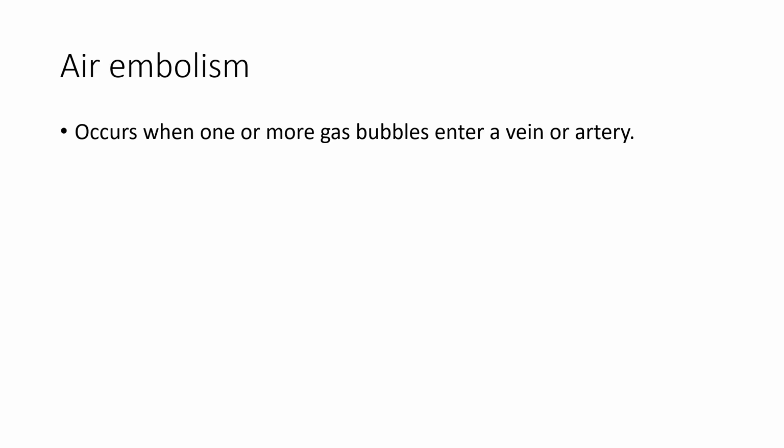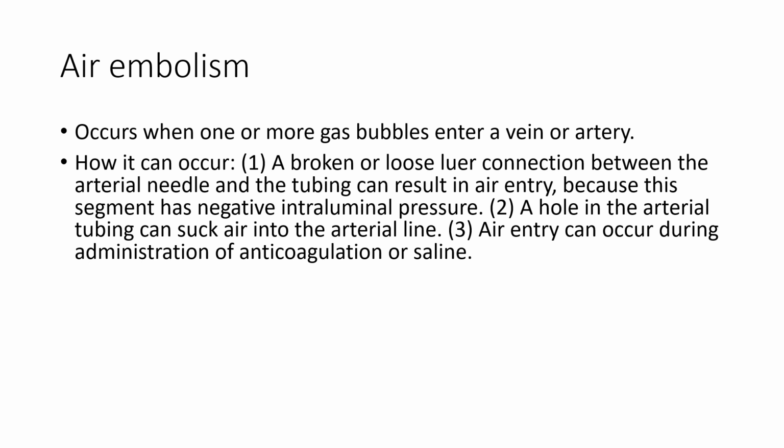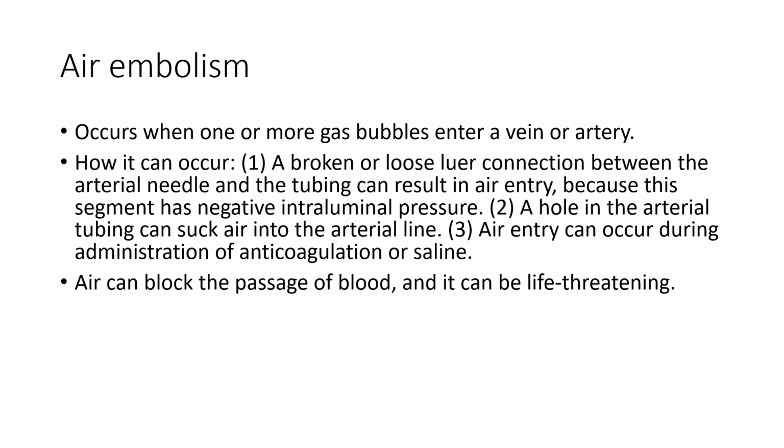So an air embolism occurs when one or more gas bubbles enter into a vein or an artery. How can this happen? Well, for example, if you've got a broken or loose Luer connection between the arterial needle and the tubing, that can result in air entry because this segment has a negative intraluminal pressure, so it's sucking in air from the outside. If you have a hole in the arterial tubing, this can suck in air as well. Or, of course, we can do a bad job and introduce air during the administration of anticoagulation or saline.